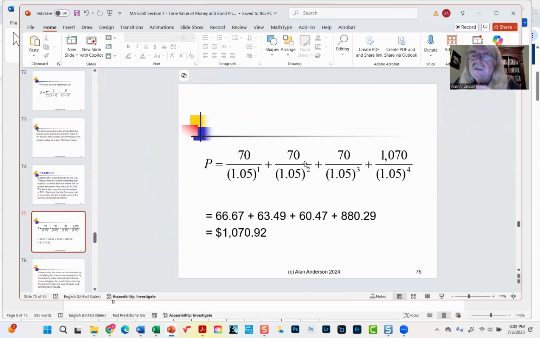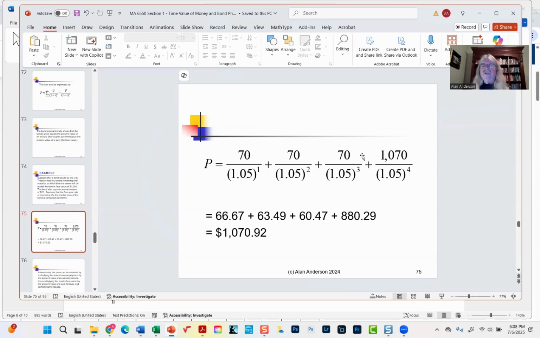So you notice how the coupons are $70. The yield is 5%. So when you actually calculate those present values, they add up to $1,070.92. That is the market price of this bond. And you can see it's higher than the face value.